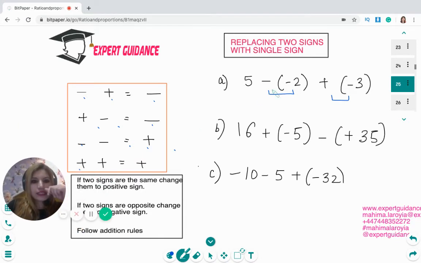Okay, so let's try this question. This is 5 minus minus 2 plus minus 3. So minus minus will become plus, and plus minus will become minus 3.